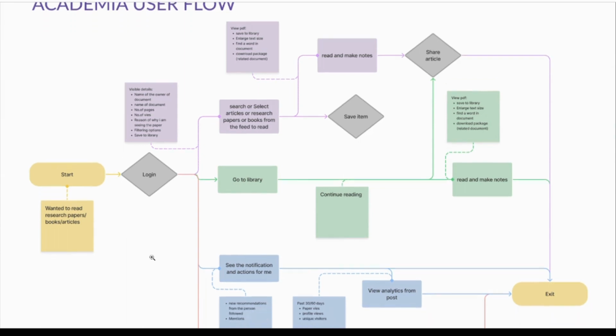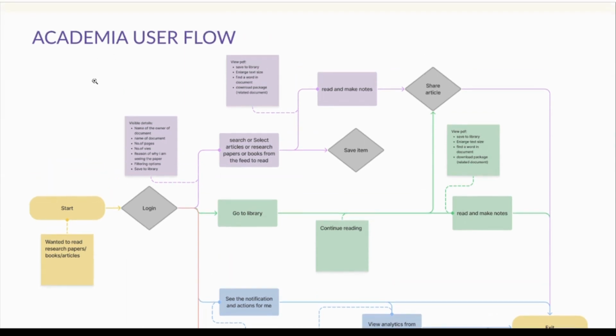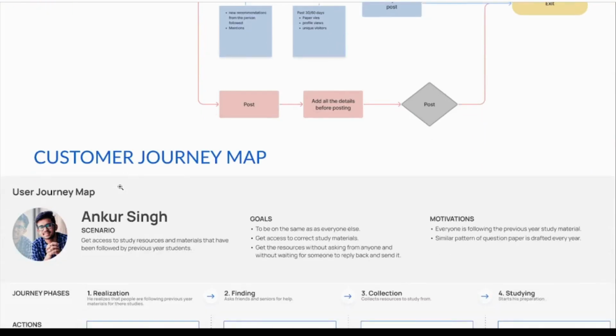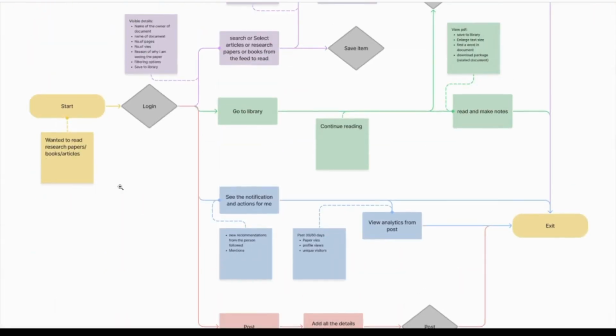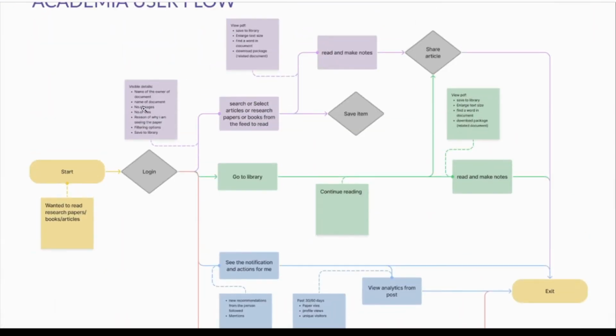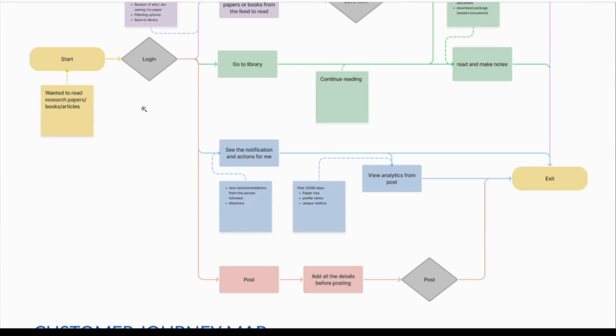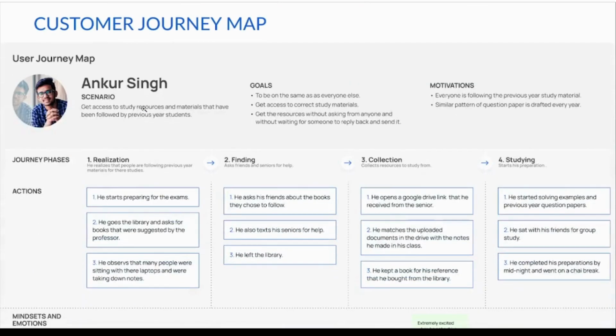So that's how, firstly, I saw the user flow of Academia, and getting a few things from there, I made notes that what can be changed and what can definitely be added and changed from my problem solving perspective. After I had done the user flow research and everything, I moved on to customer journey mapping.